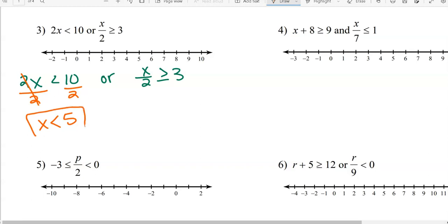So here's one of them. Is our dot for 5 going to be open or closed? It's going to be open. And it's going to go to the left. Yep. All right, so where is it? Here is 5. And we're going down.